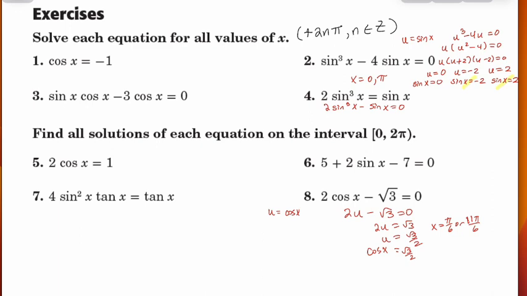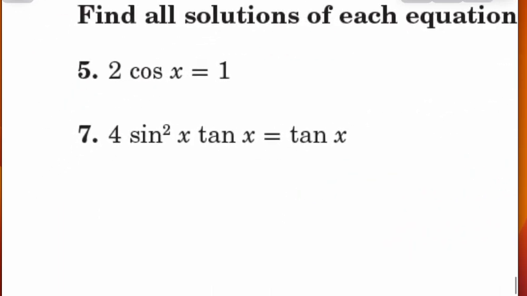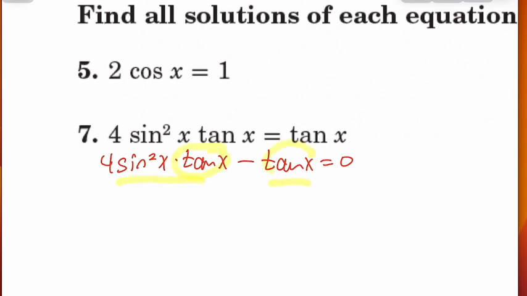Any other ones from 9.5a? Yes. Oh, 7's a gross one. Perfect one to solve. Okay, so this is what we're going to do for this one. Get it equal to 0. See if there's a way to factor it. If we look, 4 sine squared of x times the tangent of x minus the tangent of x equals 0. Both of these terms contain a tangent of x, so it is factorable.